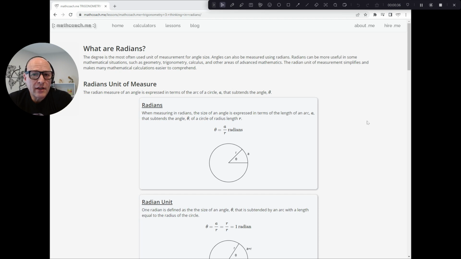So what are radians? Well, radians are just an alternate way of measuring the angles in a triangle or in a circle. And we're very familiar with degrees. We know there's 360 degrees all the way around the circle. Degrees are part of our language.